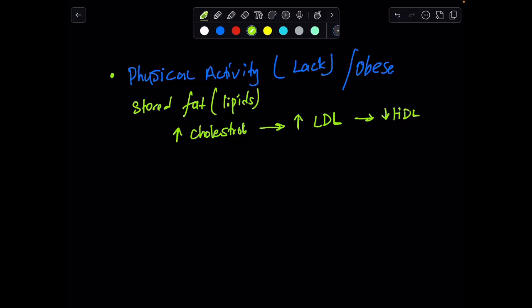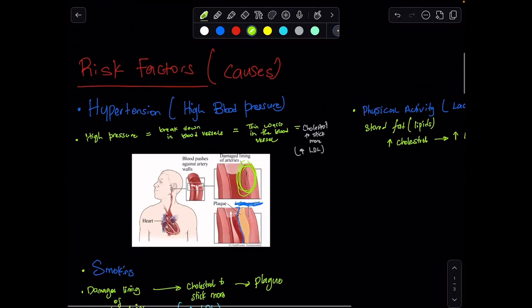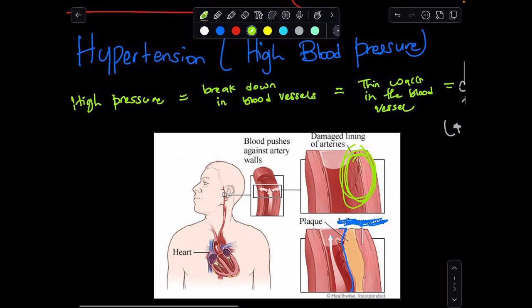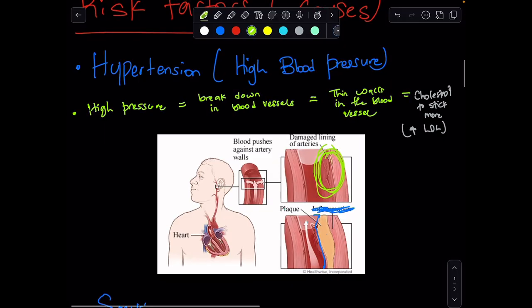I'm sorry guys, I don't want to make it confusing, so I'm just going to go over it again before I continue. Hypertension causes coronary artery disease. Why? Because of high blood pressure. High blood pressure causes the walls of the vessels or the arteries to thin, and when it starts thinning, it's damaged. So if it's damaged, cholesterol can stick more easily to it.